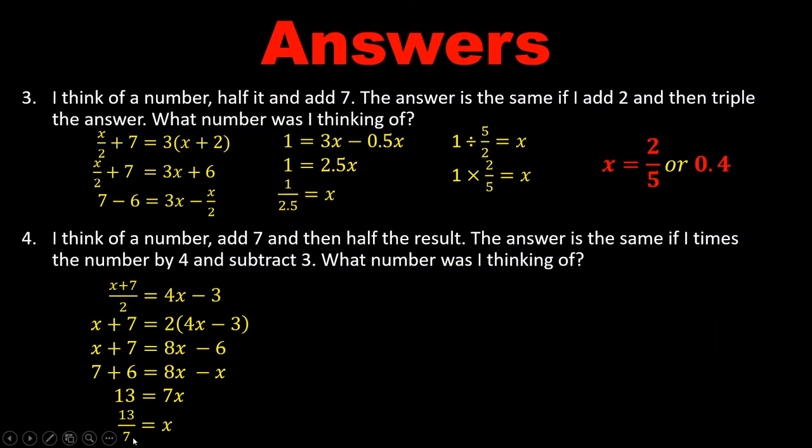How many 7s are there in 13? Well, 2 7s is 14, so it's not 2, it's just 1. And how much would be left over? 13 is 6 more than 7, so that's 1 whole and 6 sevenths. Or as I said, if you just use the calculator, you got a very long decimal number, which would round to 1.86, to 3 significant figures, or 2 decimal places.